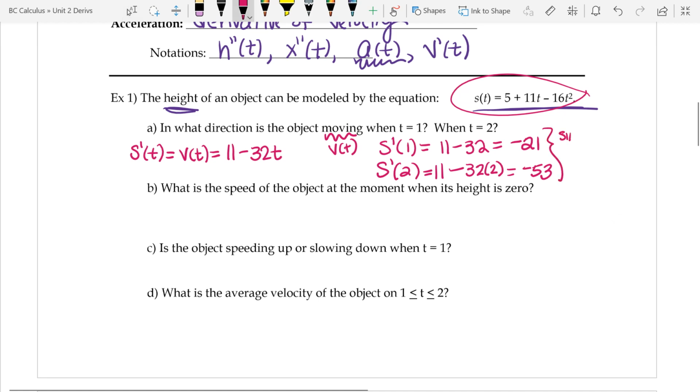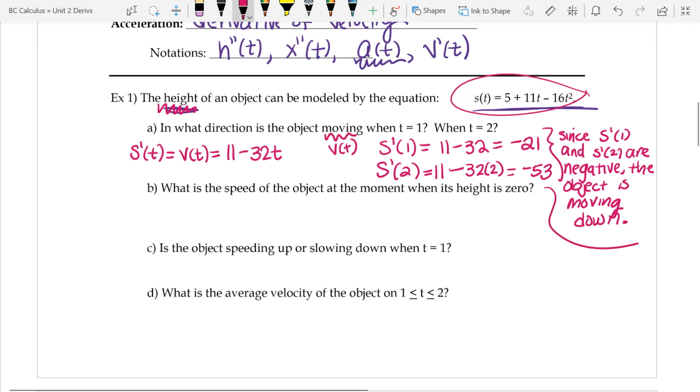So since S prime of 1 and S prime of 2 are negative, the object is moving. Now, this is height. Height is an up-down direction, and so since I have a negative up-down direction, that means I am moving downward. Okay? All right, so there's that one.